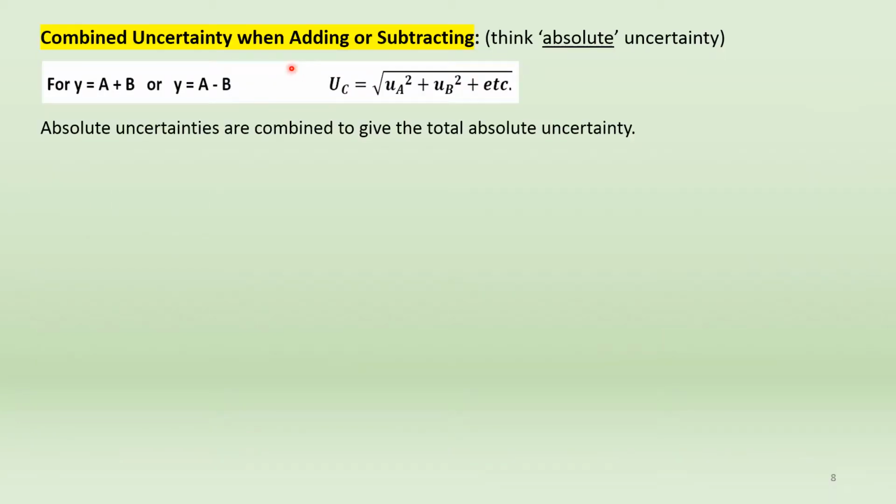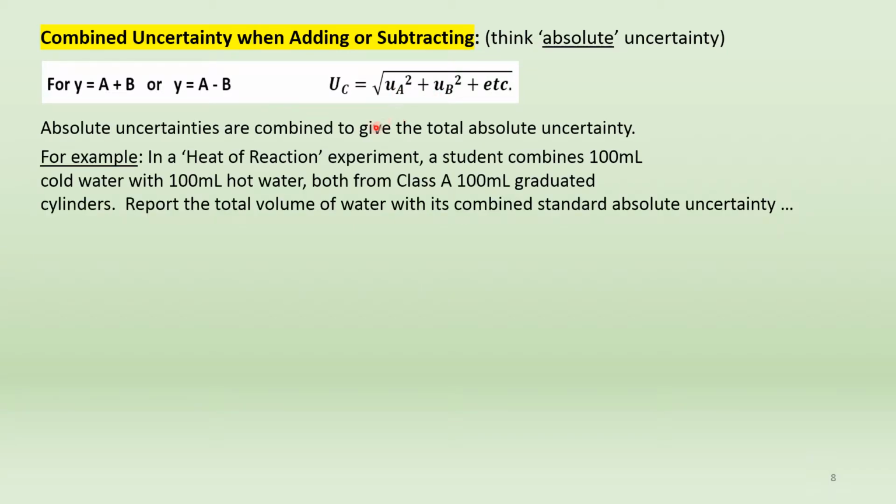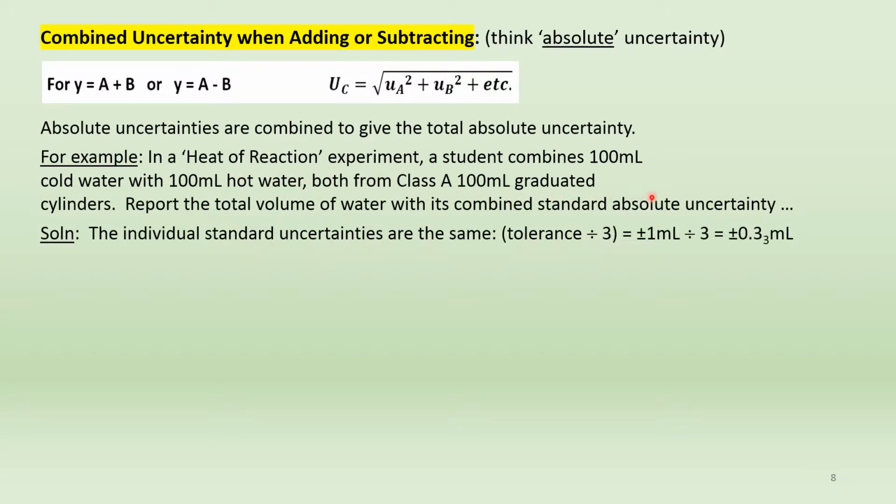Enough of the proofs, let's get some practice. So when addition or subtraction are involved in a calculation, the result is a plus b or a minus b or any combination thereof. We're saying that the combined standard absolute uncertainty is equal to the root of the sum of the squares of the individual uncertainties. For example, in a heat of reaction experiment, a student combines 100 ml of cold water with 100 ml of hot water, both from Class A 100 ml graduated cylinders. Report the total volume of water and the combined standard absolute uncertainty.